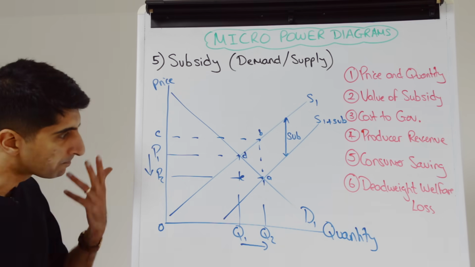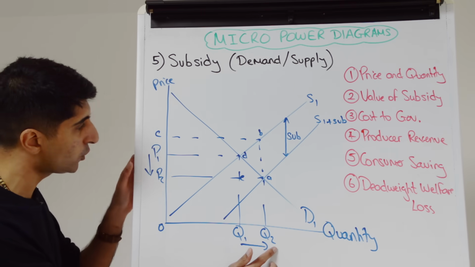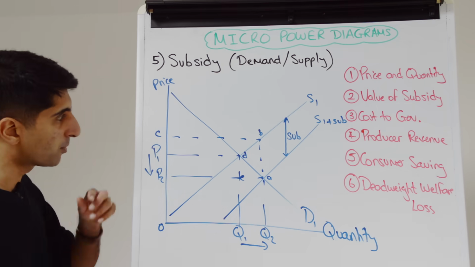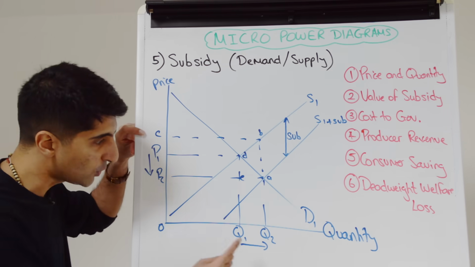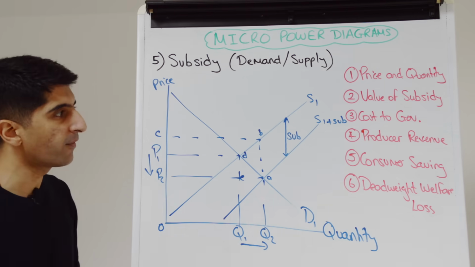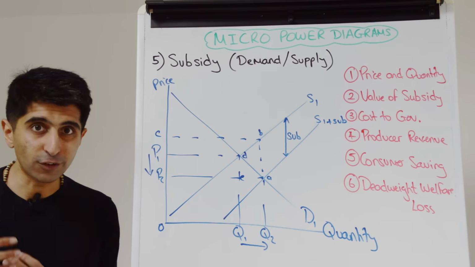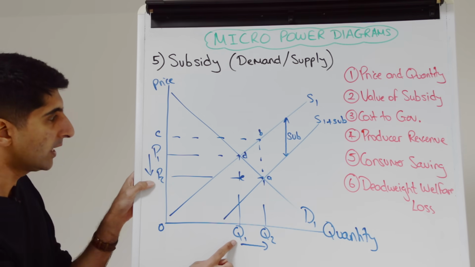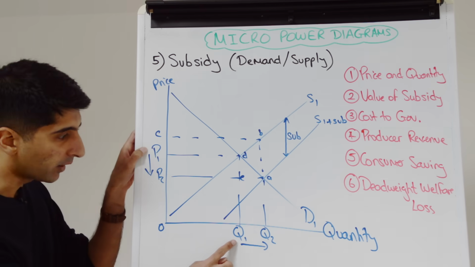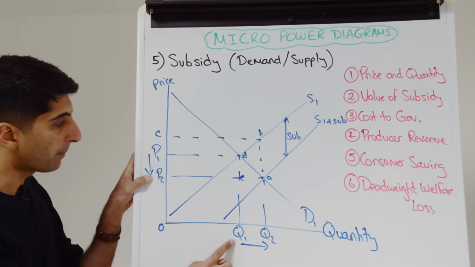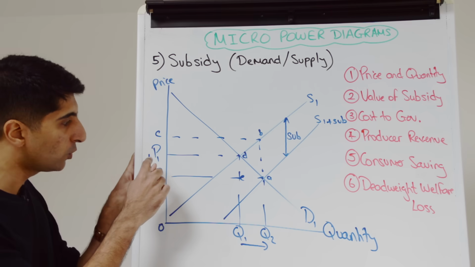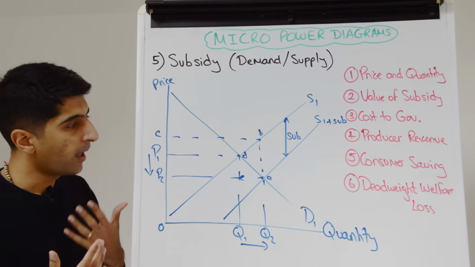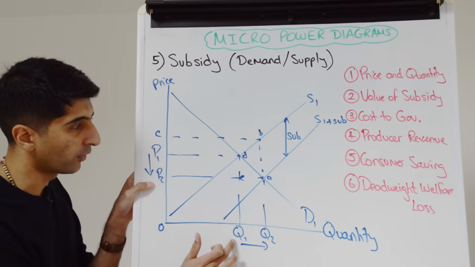The producer revenue. Producers are now selling Q2 at a price of P2, fine, but they're also getting the subsidy on top. So producer revenue is C, B, Q2, 0. Huge producer revenue. Bear that in mind. Consumer saving. Consumers are now paying for Q1 units at a lower price. So the consumer saving is compared to paying P1 for quantity Q1. They're now paying P2 for Q1. So the saving is P2, P1, DE. That box there is now consumer saving for paying lower prices for the quantity of Q1.